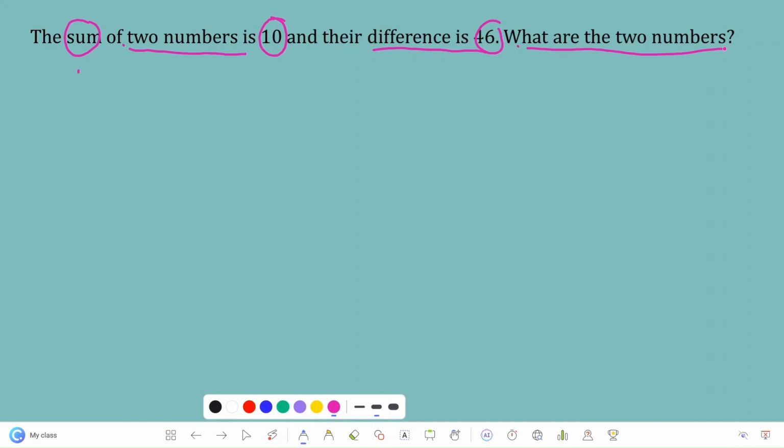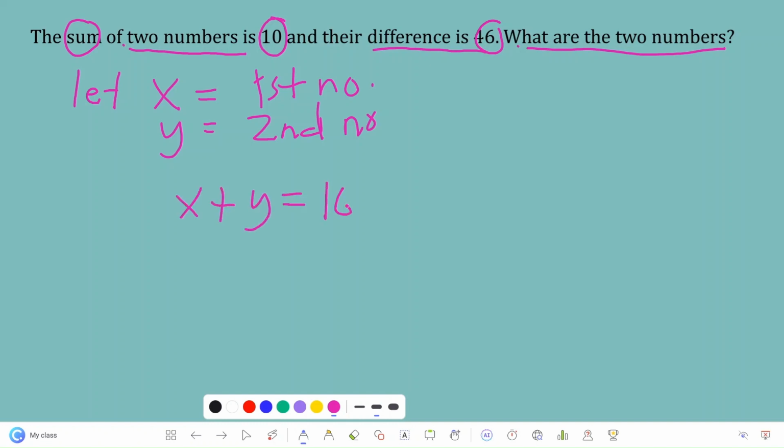So, una, you let x be the first number. And then y, ito yung second number mo. Now, you create two linear equations. Dito, ang sabi niya, the sum of two numbers is 10. So, you can write it as x plus y is equal to 10. At ang sabi naman dito sa second mo, the difference is 46. So, x minus y is equal to 46. Ito yung equation 1 mo. Ito yung equation 2 mo.